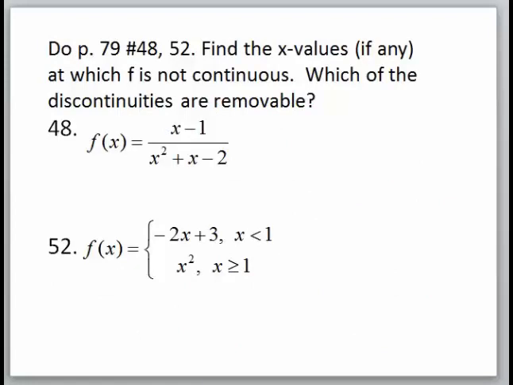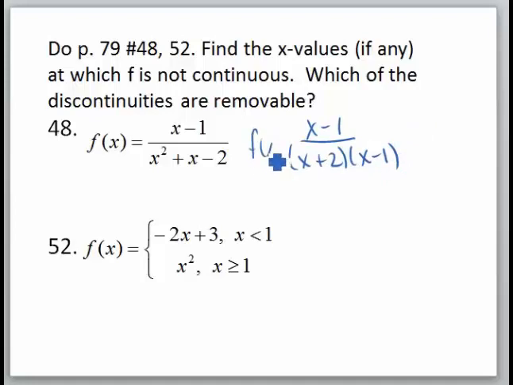And this last part here, find the x values at which f of x is not continuous. So now we're talking about where it is not continuous. Which of these discontinuities are removable? Removable means that they're a hole. Non-removable would mean that they're an asymptote. So if I look at factoring the bottom here, I'd have x plus 2, x minus 1.